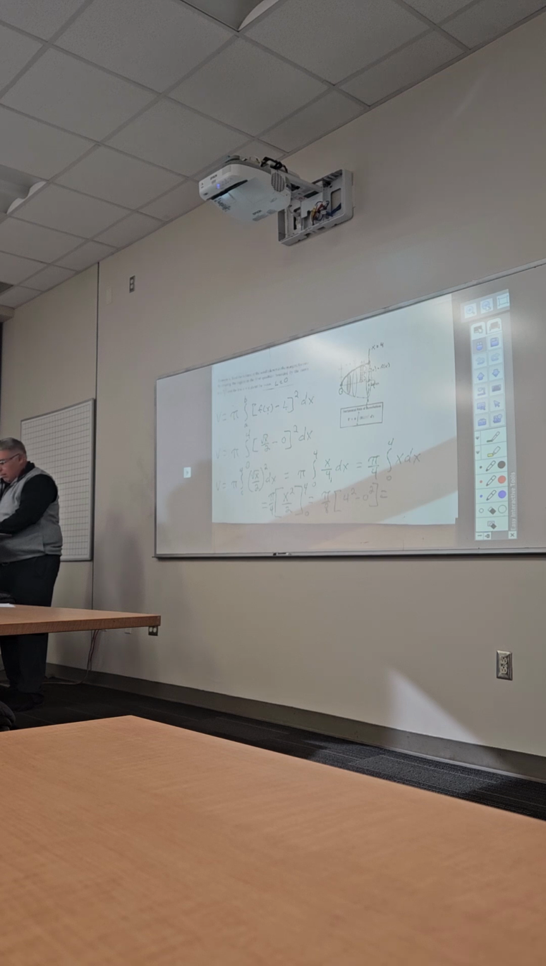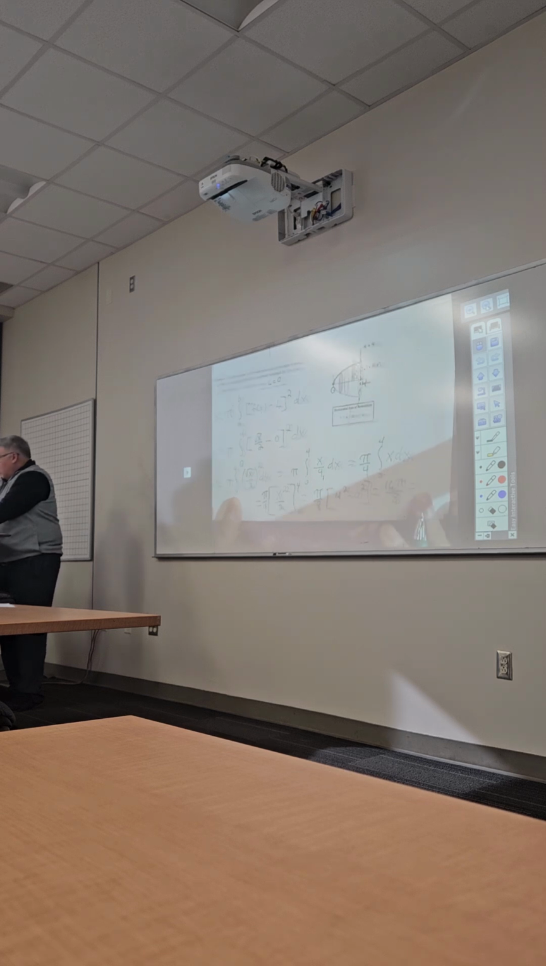Mm-hmm. Then what's 4 squared? 16. 0 squared is 0, right? So what's 16 minus 0? 16. So it's going to be 16 times pi over 8, which is 16 pi over 8. And what does that reduce to? What's 16 over 8 reduced to? 2 pi. That's my exact answer. If you want the approximate answer, it's 3.14, and it keeps going.